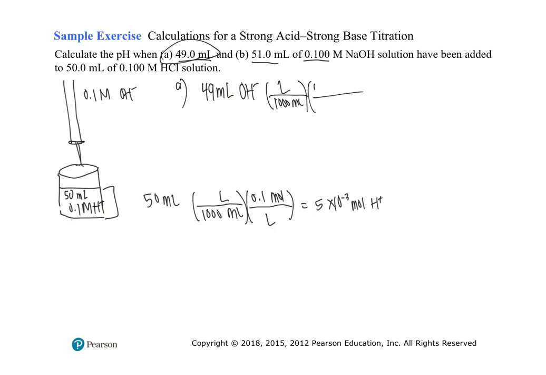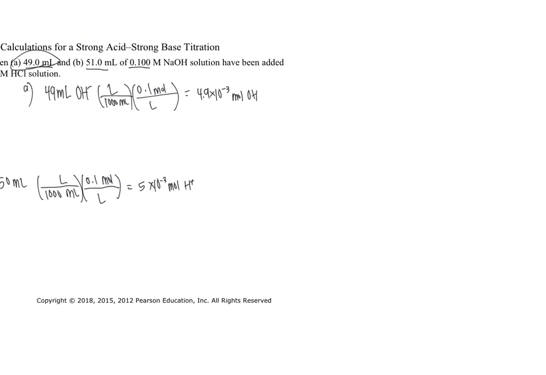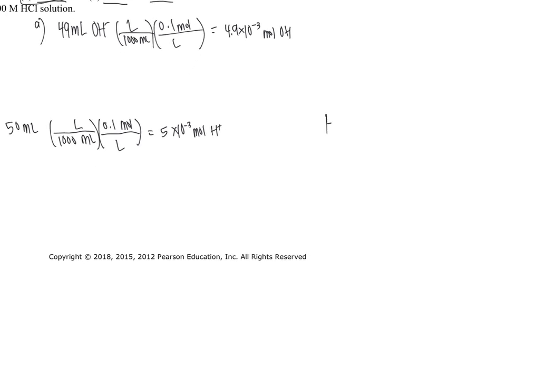And then I also have a 0.1 molar solution of that, so moles per liter. So I'll have 4.9 times 10 to the negative third moles of hydroxide. So if I think about an ice table, I'm going to do one over here. My reaction, let's think of it as a reaction table. I have hydrogen plus hydroxide going to water. And initially I have 5 times 10 to the negative third moles of hydrogen. And I have 4.9 times 10 to the negative third moles of hydroxide.